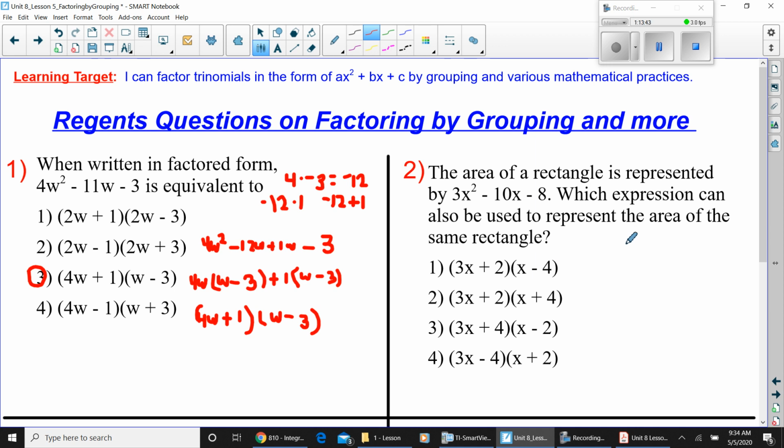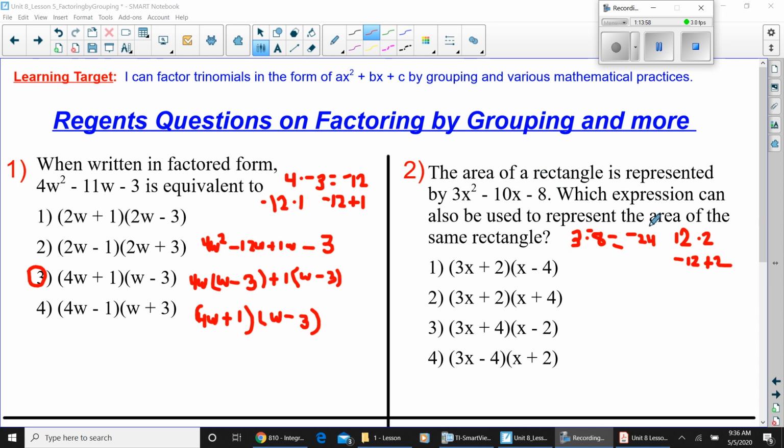All right, go ahead, try number 2 the same way. They just want you to factor. This is the area of a rectangle, and so on. See if you can do that. Press pause. Okay, again, pretty easy.